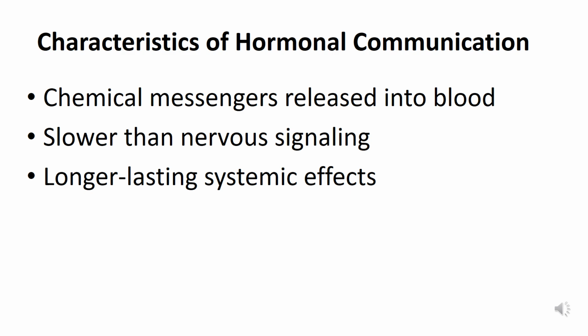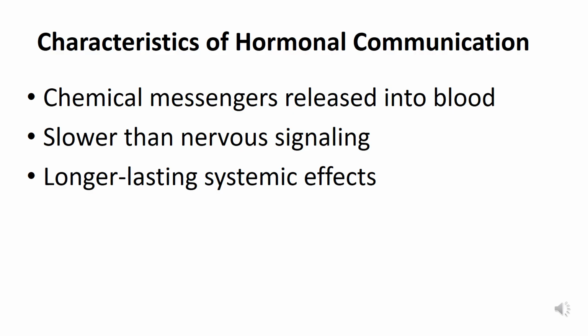Hormonal communication is one of the body's main control systems. It allows different organs to send messages to one another. These messages are carried by special chemicals called hormones. Hormones are produced by endocrine glands in the body.